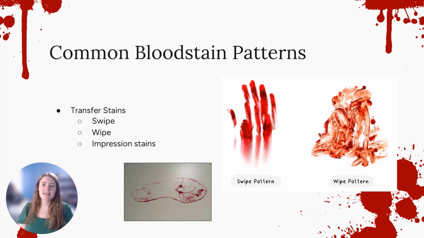In both cases, there's a distinctive feature known as feathering that helps investigators identify directionality. Feathering appears as a gradual thinning of the blood towards one end of the stain, and it occurs because the stain contact slows the transfer of blood. Therefore, the direction of feathering always indicates the direction of movement. Transfer stains can also include impression stains, which occur when a blood-stained object is put into contact with a non-stained surface and then leaves behind an outline, like the shoe print impression that's left from a blood-stained shoe in this slide.